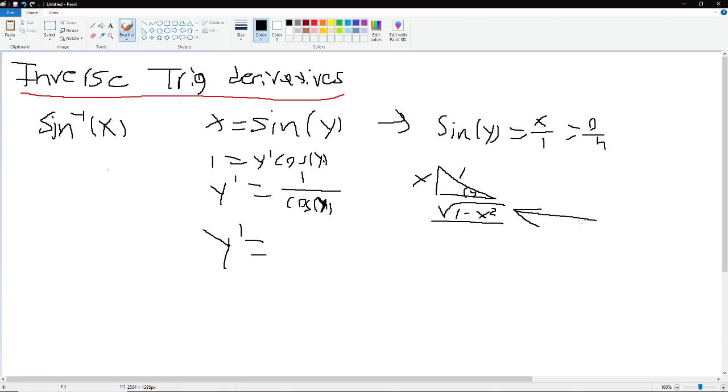So our cosine is just the square root of 1 minus x squared, which shows that our y prime is equal to 1 over the square root of 1 minus x squared. So if this is y, then the derivative of that is going to be this. It shows that the derivative of the inverse sine function is 1 over the square root of 1 minus x squared.